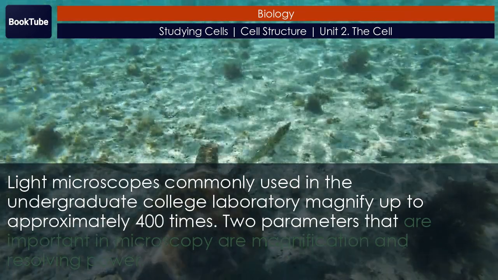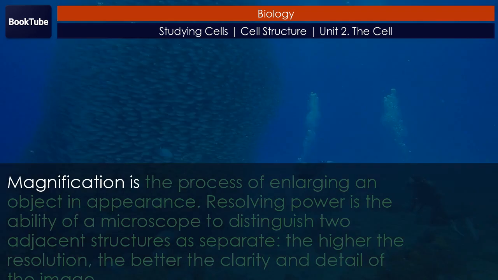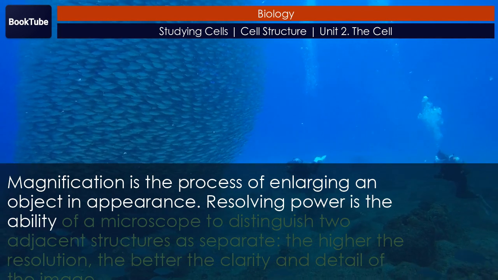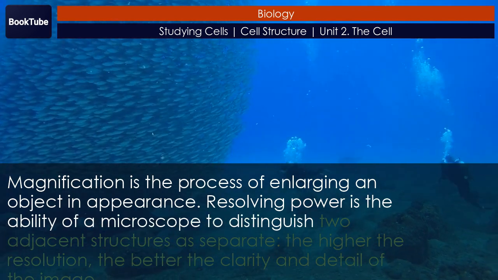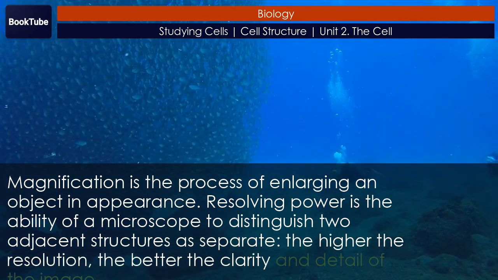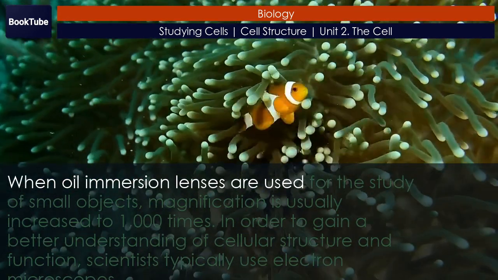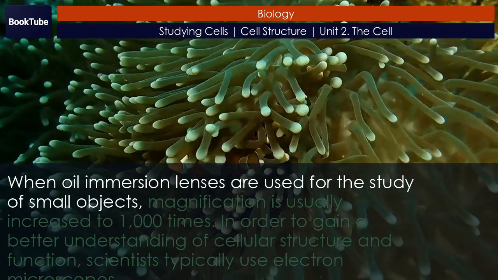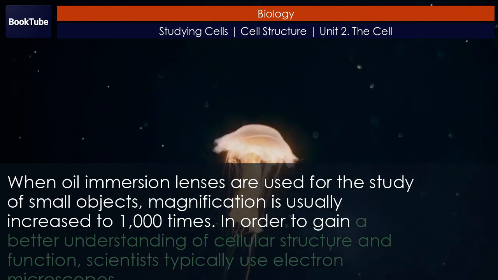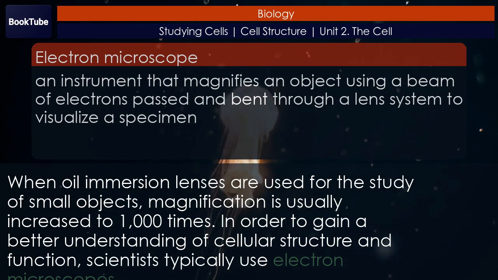Two parameters that are important in microscopy are magnification and resolving power. Magnification is the process of enlarging an object in appearance. Resolving power is the ability of a microscope to distinguish two adjacent structures as separate. The higher the resolution, the better the clarity and detail of the image. When oil immersion lenses are used for the study of small objects, magnification is usually increased to 1000 times. In order to gain a better understanding of cellular structure and function, scientists typically use electron microscopes.